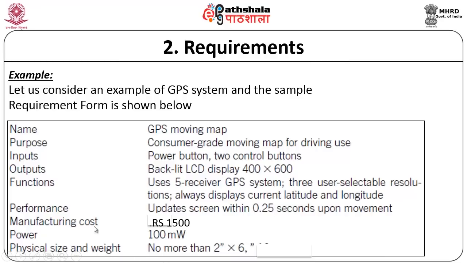Manufacturing cost, maybe they will expect 1500 rupees. The power is a rough estimate, maybe they will give it even lower. So power should be 100 milliwatt, and the physical size and weight may be 2 inches by 2 inches, and the weight of very small size. So these are the requirement form entries which will be filled up by the customer or consumer. This has to be taken as the requirement for that particular GPS navigation system.